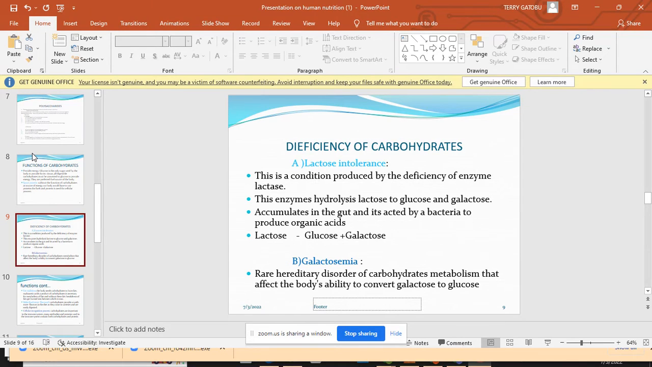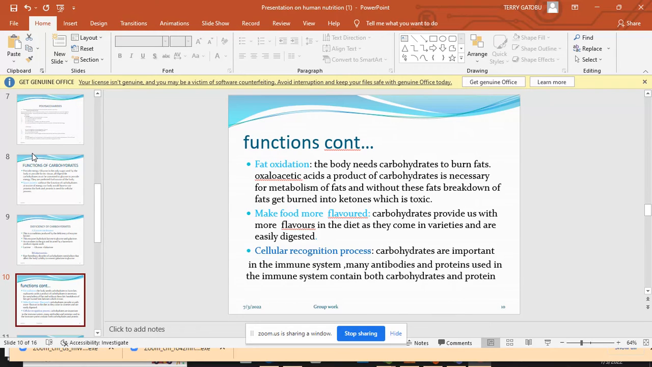Another one, we have lactose intolerance. This is a condition produced by the deficiency of the enzyme lactase. This enzyme hydrolyzes lactose to glucose and galactose. Undigested lactose accumulates in the gut, and it is acted on by bacteria to produce organic acids. So we have the formula there, glucose plus galactose, we get lactose. Are we together, class?